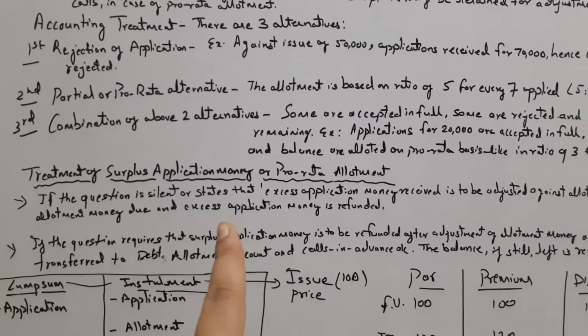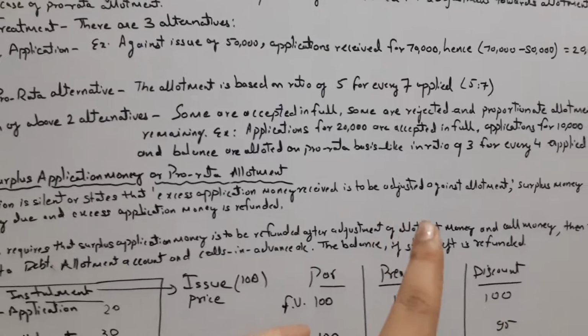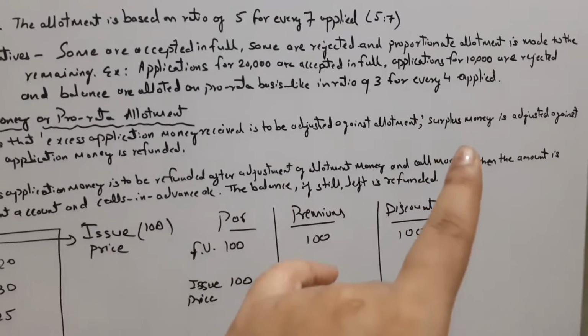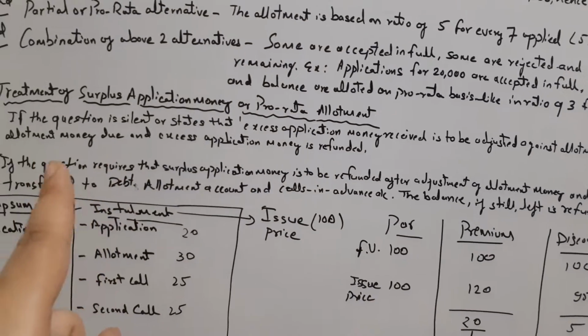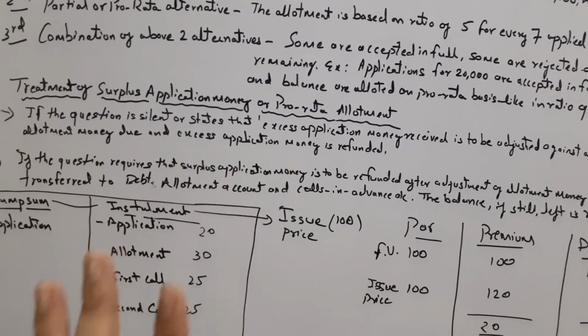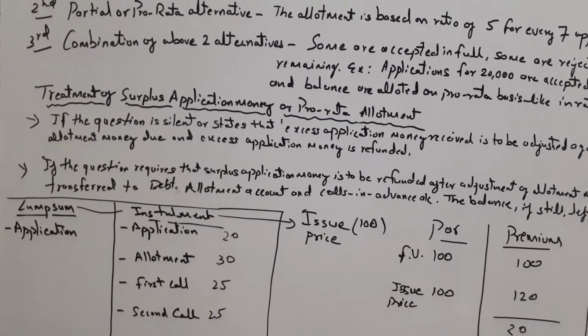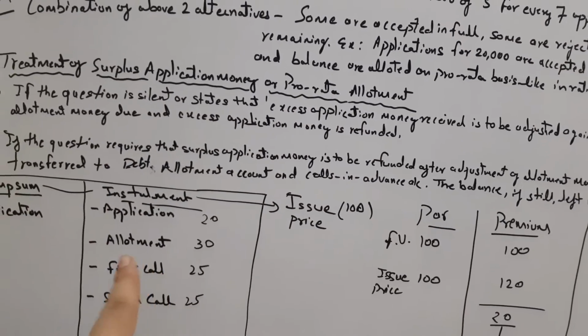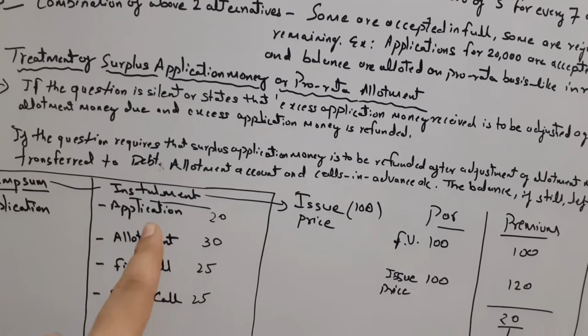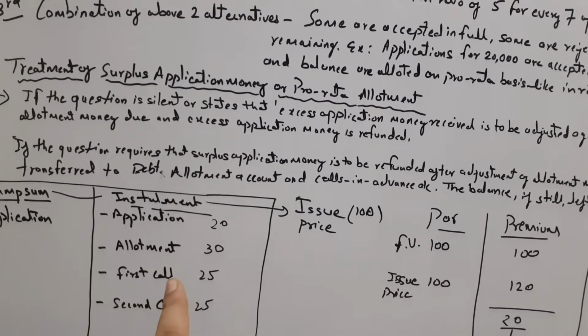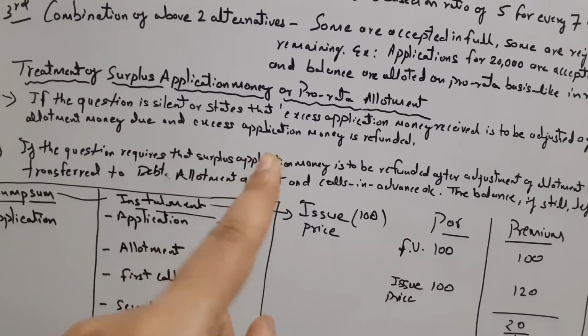Say if the question is silent about excess money received and where it is to be adjusted, then surplus money is adjusted against allotment. If nothing is mentioned about where to adjust this excess money, then you have to adjust it with the allotment money, that means in the second stage. And if excess is still left, then that excess will be refunded.